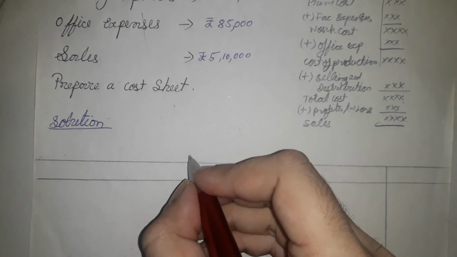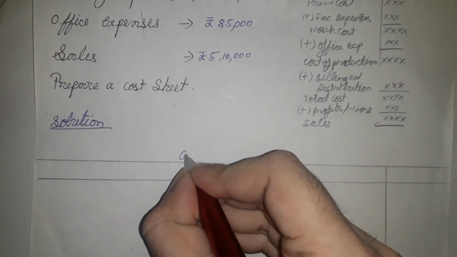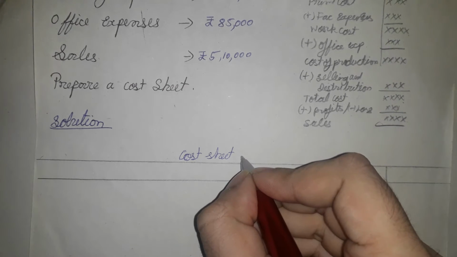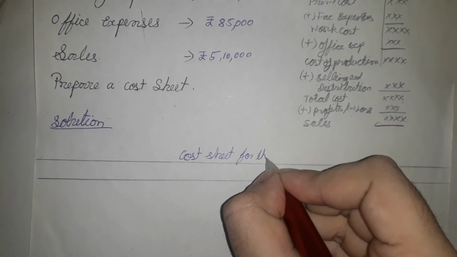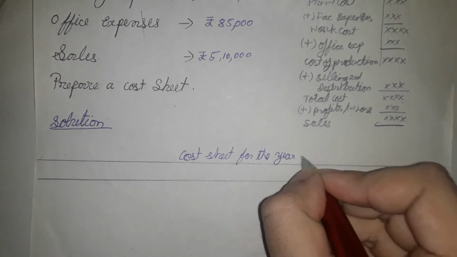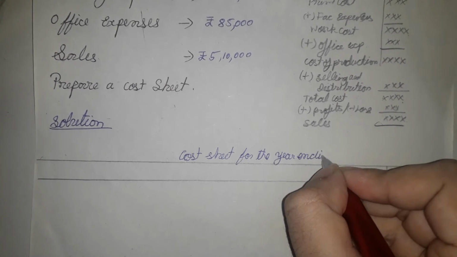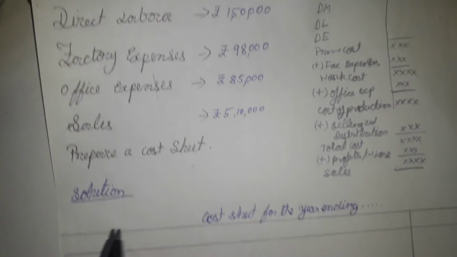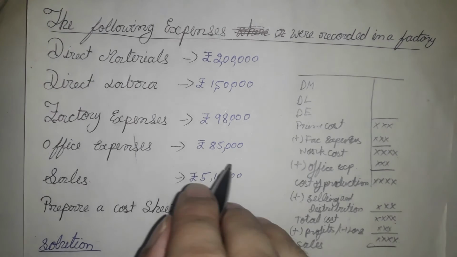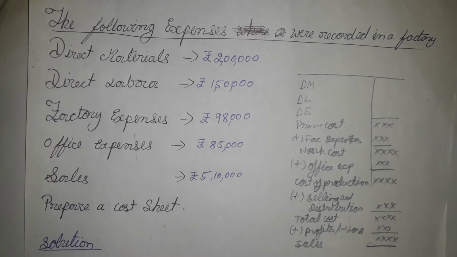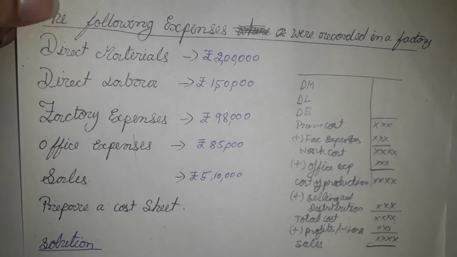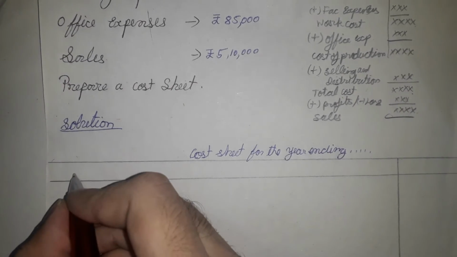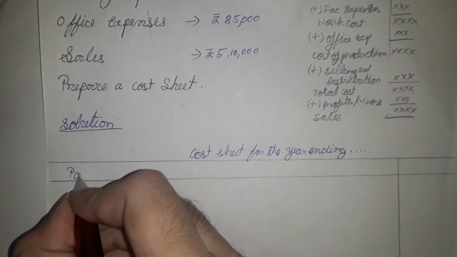So first what we record is the heading, that is, what is this? It is a cost sheet for the year ending. So they haven't given us the date, so leave it as blank. Okay, so in this question, if they have given the date, we would have recorded it, but in this question they didn't give us the date, so we cannot record it. Fine. So next we start with the particulars and amounts.